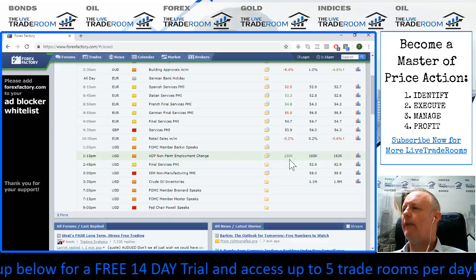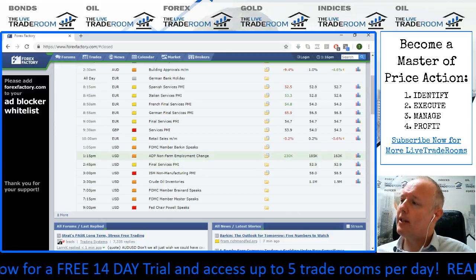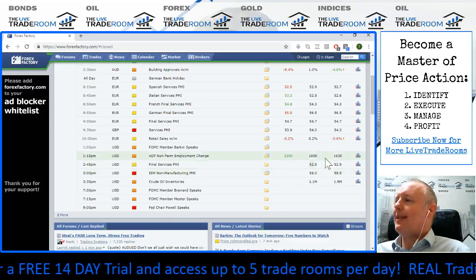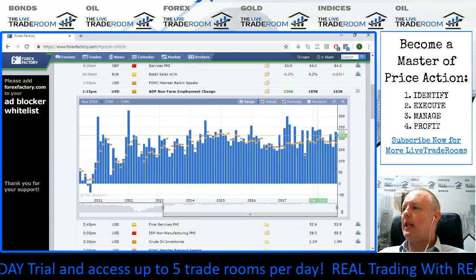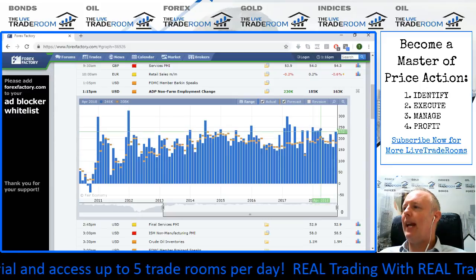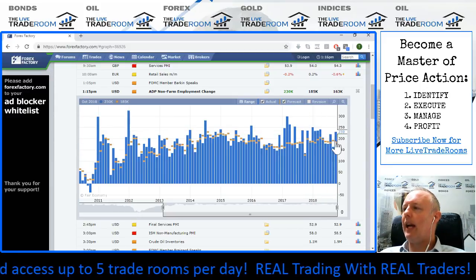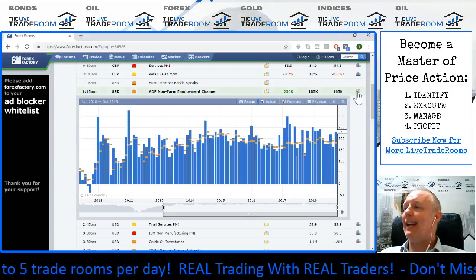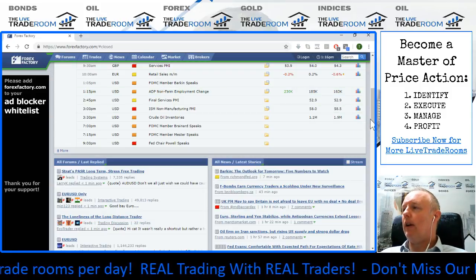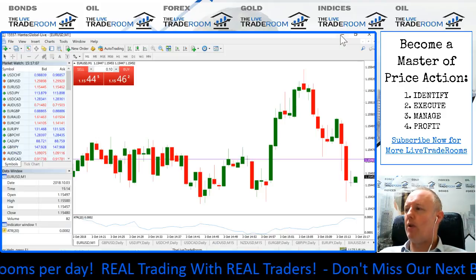Do we see a little green figure? Oh, we do. We get to see a decent green figure, which is the 230, and look how that compares and contrasts with these previous figures. So it's very much in keeping with the actual print. So the expectations have been far lower than the actual reality, which is contributing to this dollar strength story.